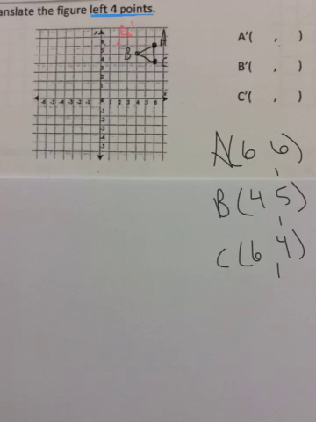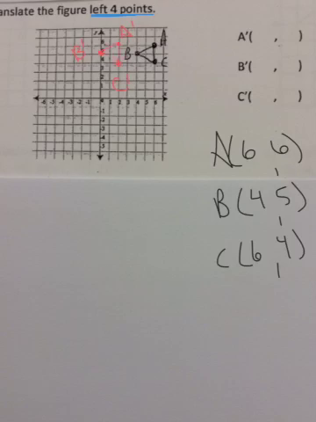And then we'll do the same thing for B. So left 4, 1, 2, 3, 4. It's going to put me right here, and that was point B. So I'll call that B prime. And then point C, I'm going to go left 4. So 1, 2, 3, 4. That's going to put us right here, and that's C prime. So I'm going to connect here.